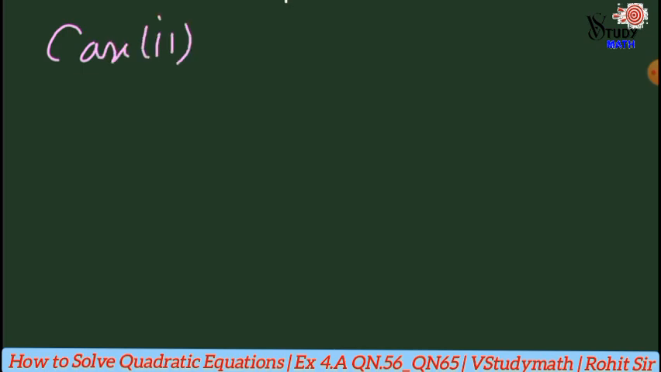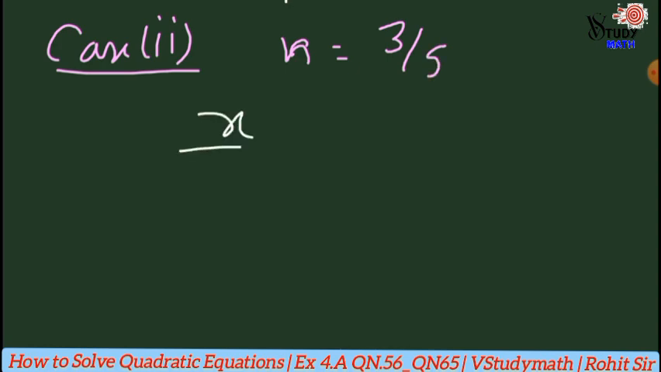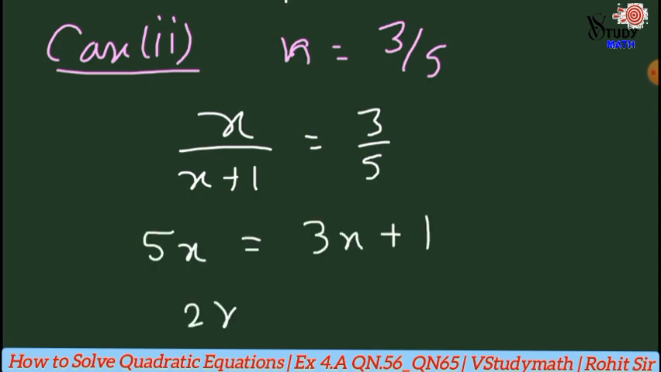The case number 2 here is n is equal to 3 by 5. Now put the value of n, that is x upon x plus 1 is equal to 3 by 5. Now by cross product 5x is equal to 3x plus 1. Then 2x is equal to 1. Then x is equal to 1 by 2.